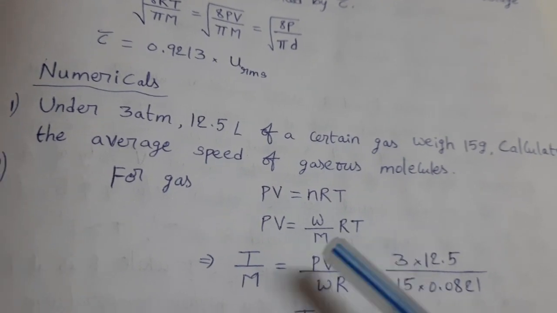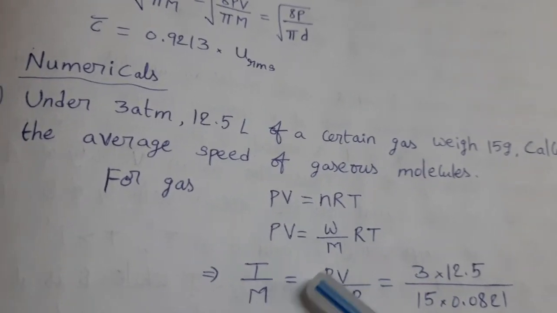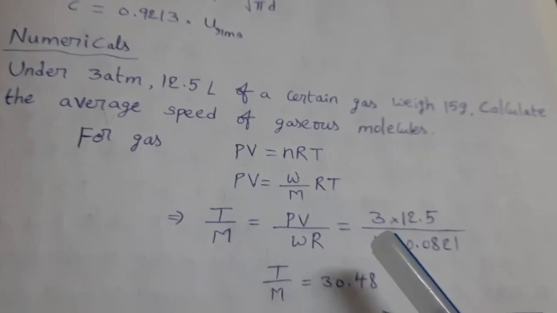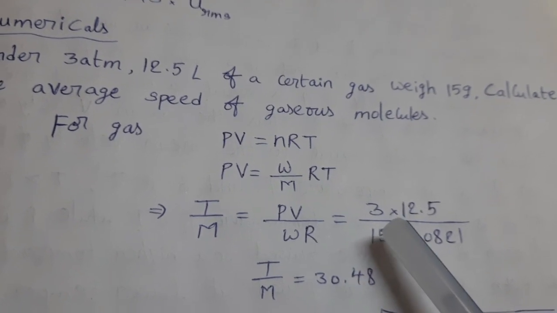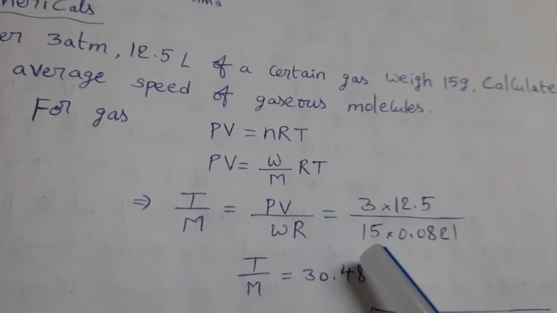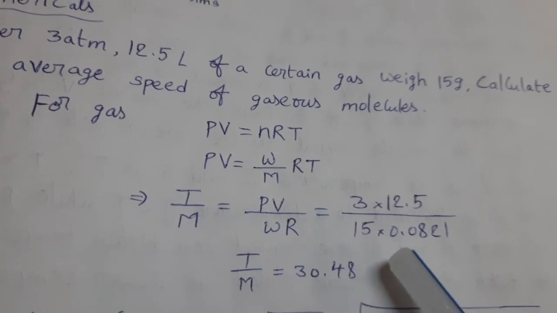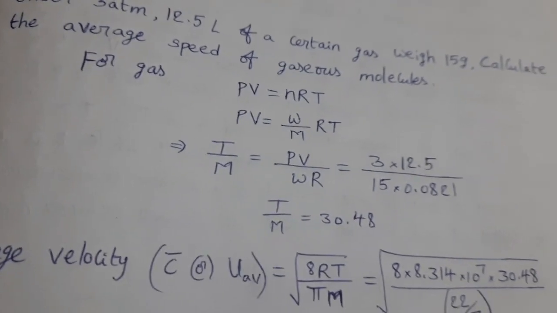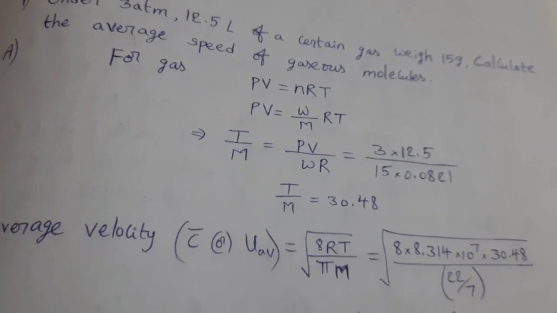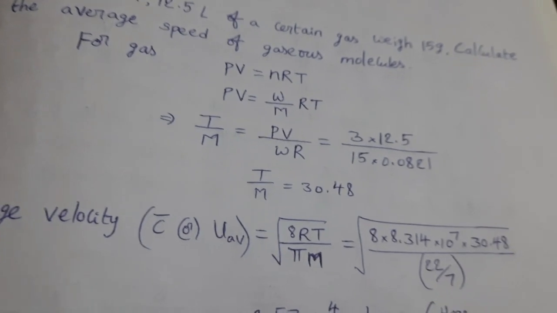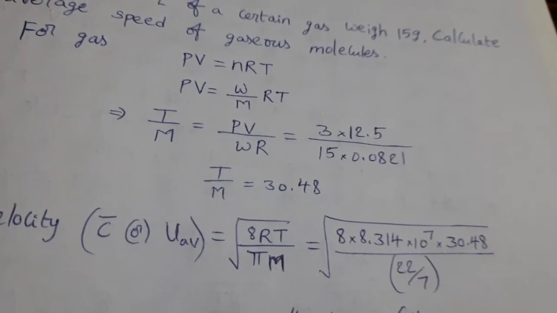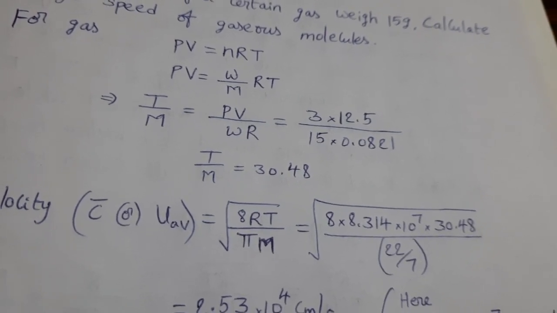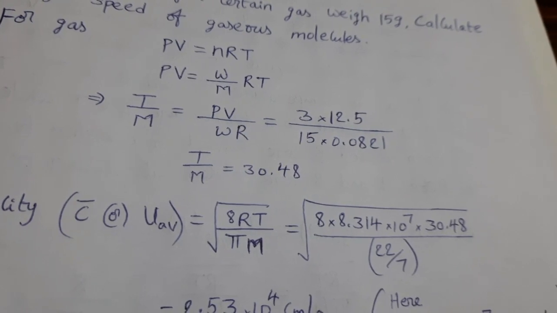So here T by m, write on one side, remaining terms on the other side, then we can get PV by WR. P means pressure. How much in this case? 3 atmosphere. Volume 12.5 divided by weight of the gas 15 into 0.0821, R value. Then T by m equal to 30.48. Now we want average velocity C bar. Formula root of 8RT by pi m. Substitute R, T, pi and m. But here T by m value is 30.48.